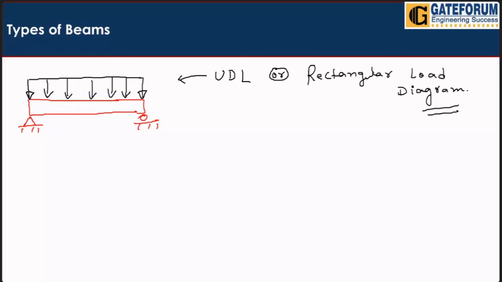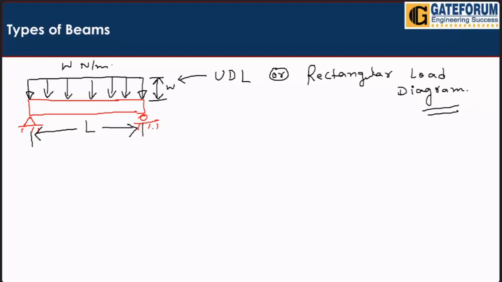Why it is rectangle? Because as you can see, the black color is the load in terms of W Newton per meter, and this red color is the beam and support here. So what is W? This magnitude is the W. Here we have W, and this is the length of the beam L here we have. Now what happened?